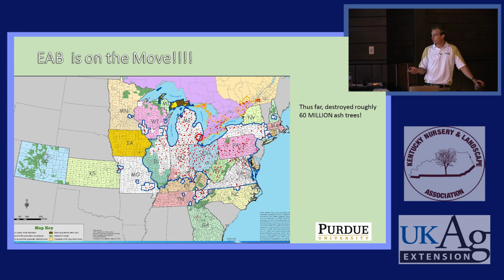Oh, and thus far, I found the statistic 60 million ash trees. I've also seen up in the 100 million ash trees already dead, but we can safely say it's killed tens of millions of ash trees, and there's a couple billion ash trees in all of North America that are at risk of EAB.